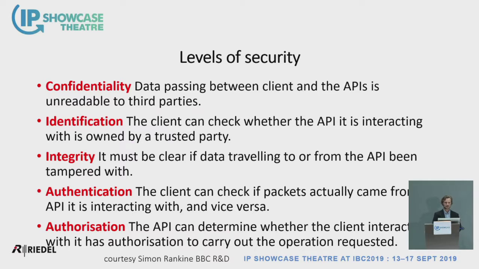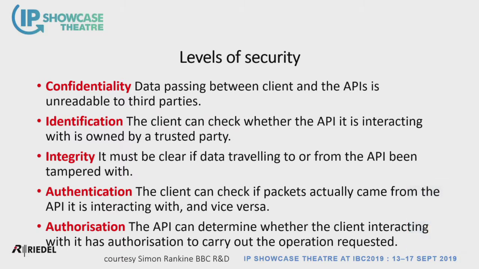And levels of security. Just a quick theoretical introduction here. You have confidentiality, that the data passing between clients and the API is unreadable to third parties, and you're not vulnerable to man-in-the-middle attacks. Identification, so the client can check whether the API it's interacting with is owned by a trusted party. So a broadcast control system issues a command to a device, but the device is actually not the device that the broadcast controller thought it would be. Integrity, so the data traveling back and forth is not tampered with, also what happens in man-in-the-middle attacks. And authentication and authorization, for checking that it's actually authorized to put an action into place.